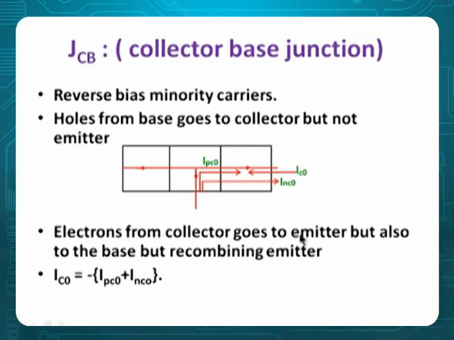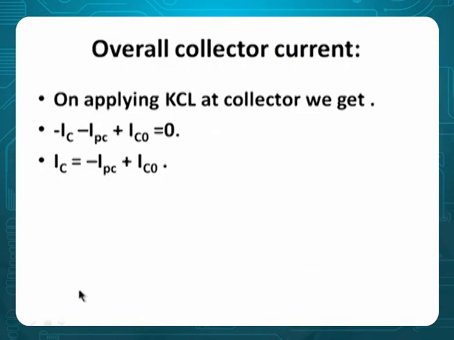But electrons from collector go to emitter but also to the base. But what happens after? They get recombined in emitter. So recombination is taking place in emitter. So ultimately you have two components here. One is IPCO, the other INCO. If you add these two components, ICO is minus of IPCO plus INCO. These two currents get added. So this is minority current.